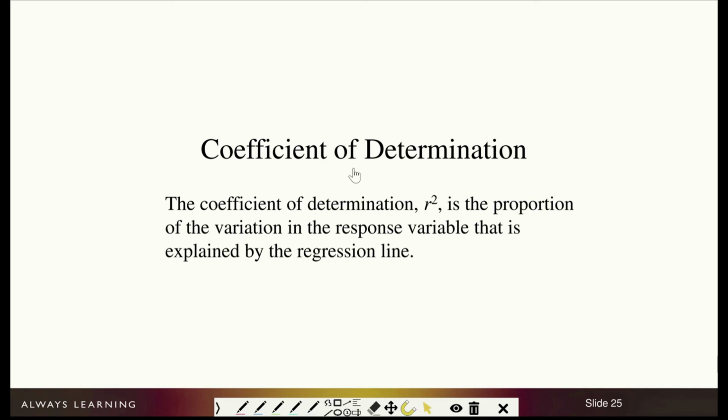R is the correlation coefficient. Now, it turns out that the square of R gives us an interesting number called the coefficient of determination. What it gives us is the proportion of the variation in the response variable that is explained by the regression line. Another way of thinking about it is explained by the explanatory variable. In other words, it basically tells us how well the model does at predicting changes in the response variable according to changes in the explanatory variable.